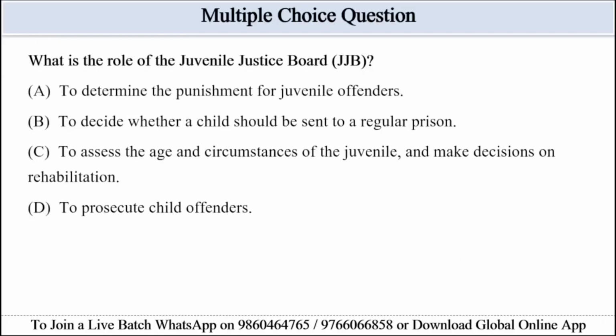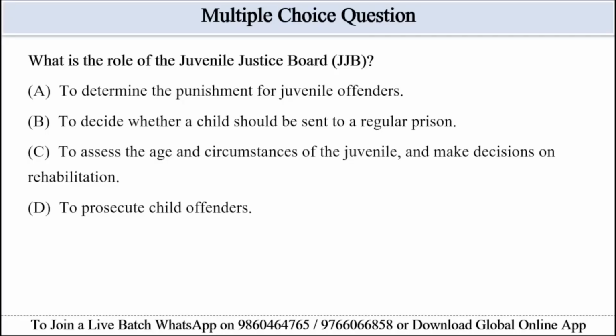So in case of option A, to determine the punishment for juvenile offenders, the passage does not say the JJB determines punishment in a penal sense. It stresses assessment and deciding on rehabilitative measures like special homes or probation, not punitive sentencing. That's why option A is wrong here. In case of option B, to decide whether a child should be sent to a regular prison, the passage never mentions regular prison as an option before the JJB. Instead, it speaks of special homes and probation, which are child-friendly alternatives.